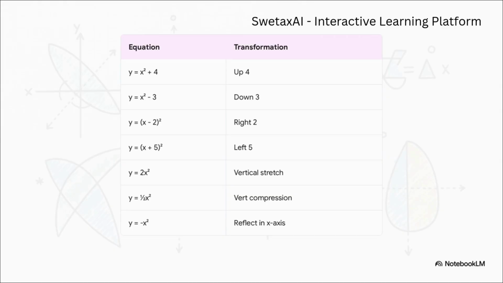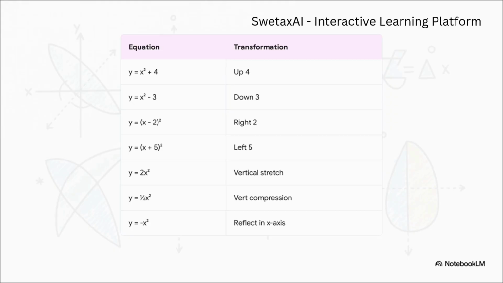But look closely at the horizontal shifts. These are the ones happening inside the parentheses. And this is vital. Whatever is inside the brackets actually does the exact opposite of what you'd expect. A -2 moves the graph to the right, and a +5 shifts it to the left.